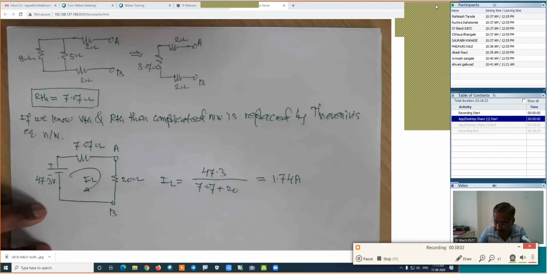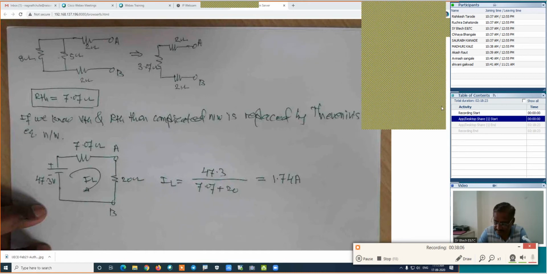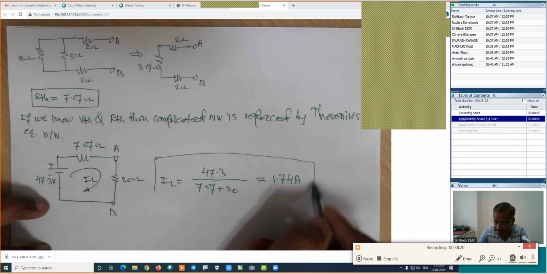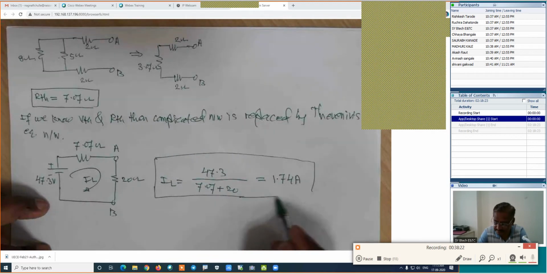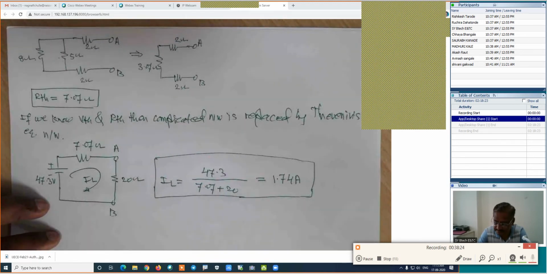I will check with someone again. Yes. Anyone has the answer? Yes, Theorem. Correct, sir. Correct. So here in this case, we have calculated this load current which is the IL. This is the calculation of the current using this method which is the Thevenin's theorem.